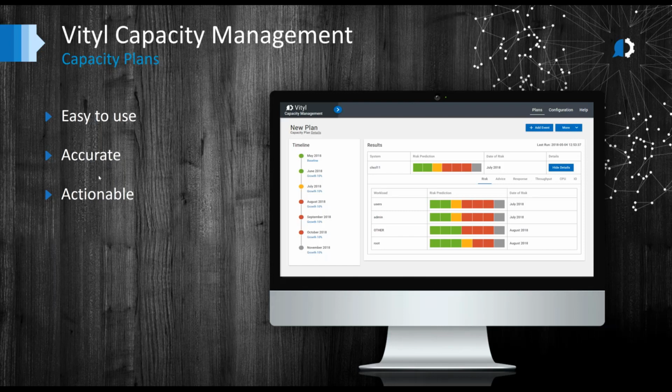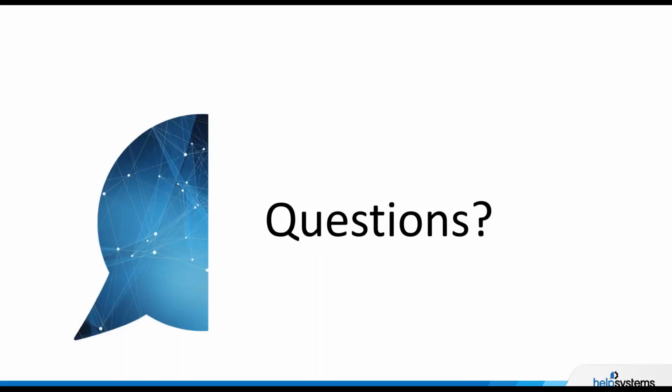We use very lightweight data collection agents. We take a microservices approach, and it comes together very well into our product. So any questions from anybody? I think there was one question in the chat window that I wanted to pick up.